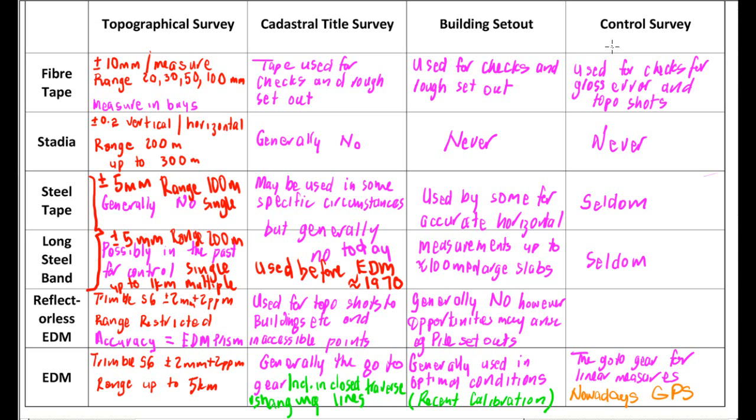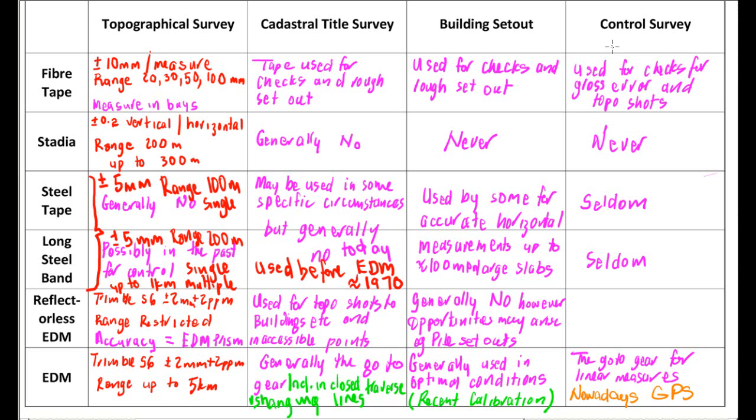Could get reasonably accurate with those, and I used them quite a lot in mining for working out volumes and what have you. Well, I think we got reasonable accuracy with them, but it's now used in conjunction with a theodolite, whereas these days they would seldom be used at all. Cadastral title survey, possibly never. Building set out and control, never these days, and it probably never were in the past either.